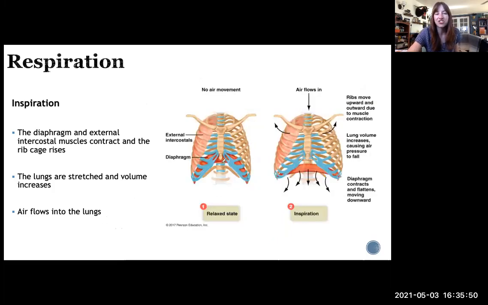Here's another picture, same words over here, showing the diaphragm going from that upside down U to a flattened position, and the external intercostals being relaxed and then contracting and pulling the ribs up and out for inspiration. Okay.